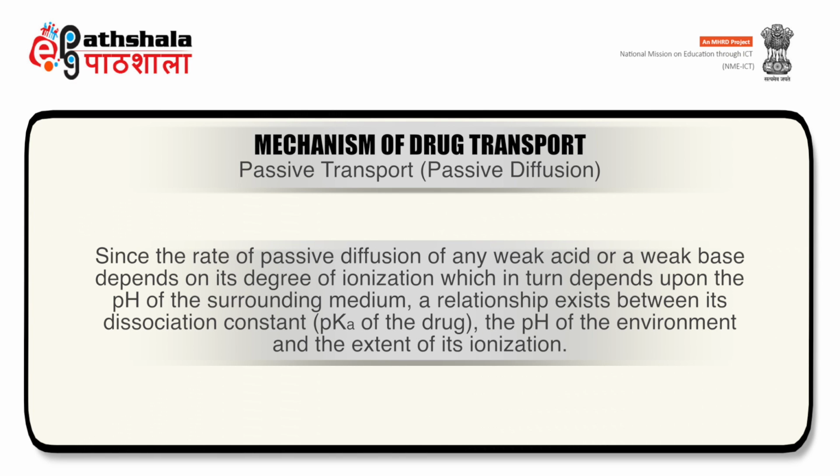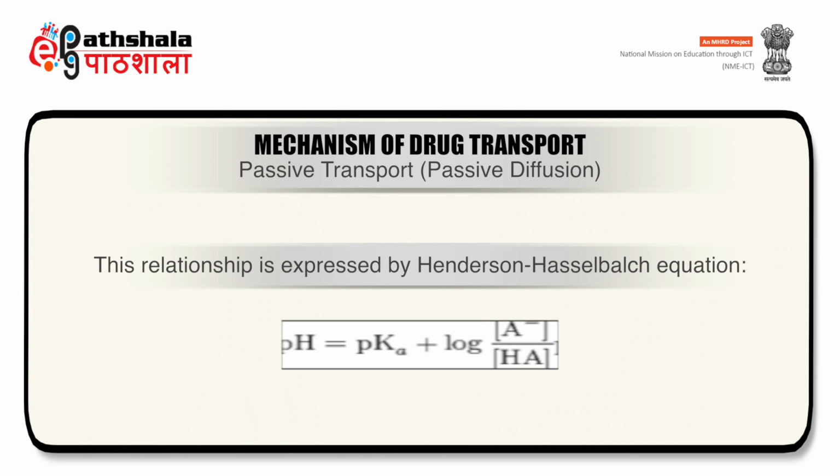Since the rate of passive diffusion of any weak acid or weak base depends on the degree of ionization, which in turn depends upon the pH of the surrounding medium, a relationship exists between its dissociation constant, that is the pKa of a drug, the pH of the environment, and the extent of its ionization. This relationship is expressed by the Henderson-Hasselbalch equation: pH = pKa + log A-/HA, where pKa is the negative logarithm of the acid dissociation constant, A- is the molar concentration of ionized drug, whereas HA is the molar concentration of unionized drug.